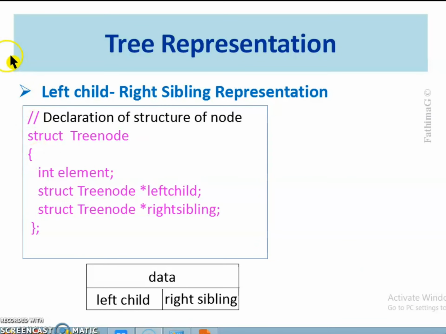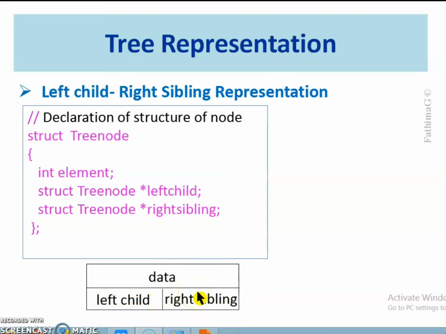Next, let us see the left child right sibling representation. Here, the structure of the node is declared using the struct tree node. The node structure has one data field, an address field to point to the left child, and another address field to point to the right sibling.